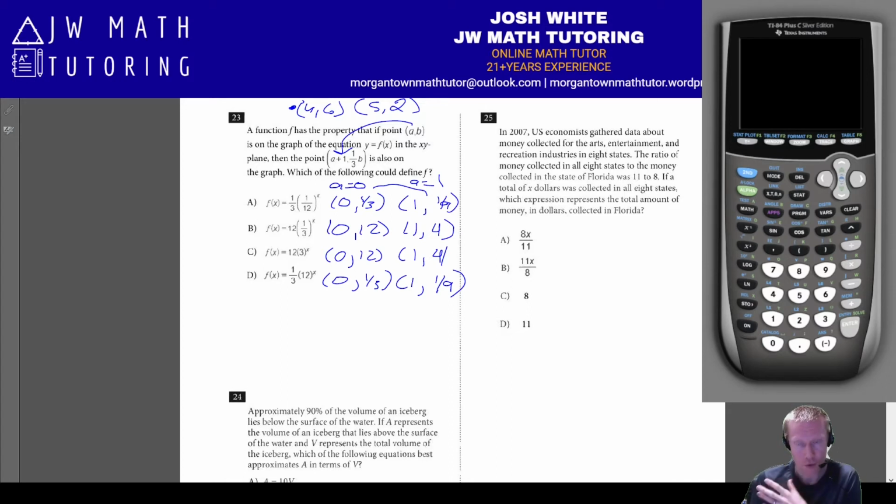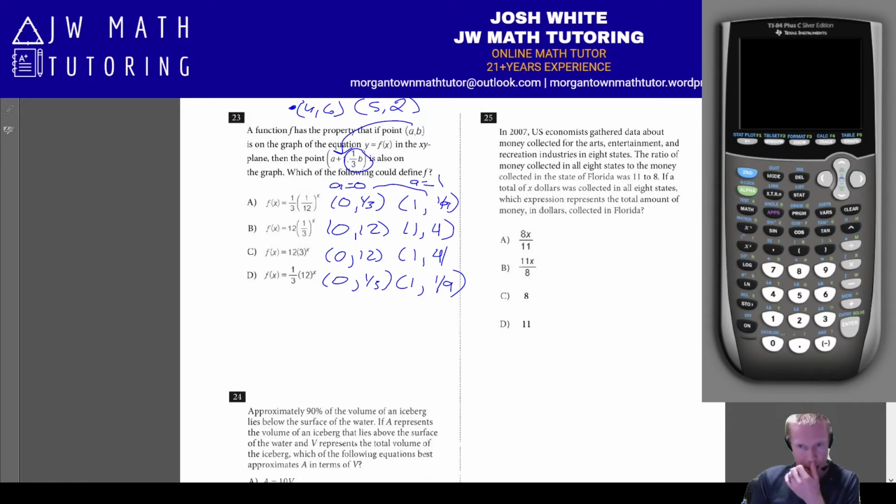So again, what I've done so far is I picked a value for a as a starting x-coordinate. I plugged that into each of the functions and I found what b had to be based on that a value. Then I found my second point by adding 1 to a, so 0 plus 1 is 1. Then to find the new b value, I didn't plug that into the function. What I did is I multiplied the original b value times 1/3.